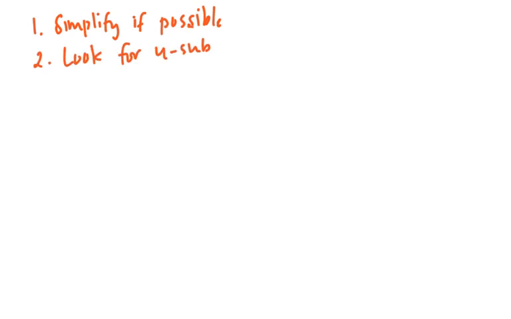So in section 7.5, we learned some tips. The first tip is simplify if possible. If you can distribute, if you can split the fraction, if you can FOIL, simplify if possible. Try and see if algebra will make your integration easier. Step number 2 is always look for u-sub. U-sub is your best tool, followed closely by integration by parts. So look carefully and try u-sub before you try anything else.